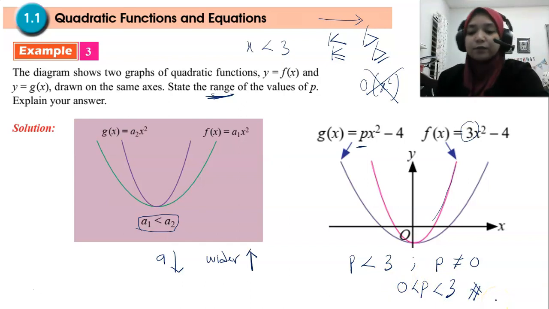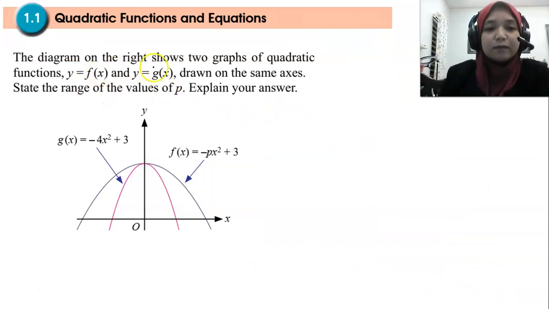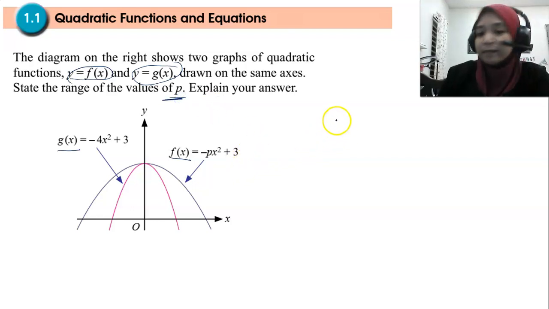Okay, boleh. So, kita tengok second example. Nak tengok boleh ke tak boleh. The diagram on the right, below lah kan, shows two graph of quadratic function, y equal to fx dengan y equal to gx. Okay, yang ni. Dia dah cakap dah, sebab ini nak menentukan function. So, drawn on the same axis, state the range of value of P. Sama. So, apa tadi nota kita?